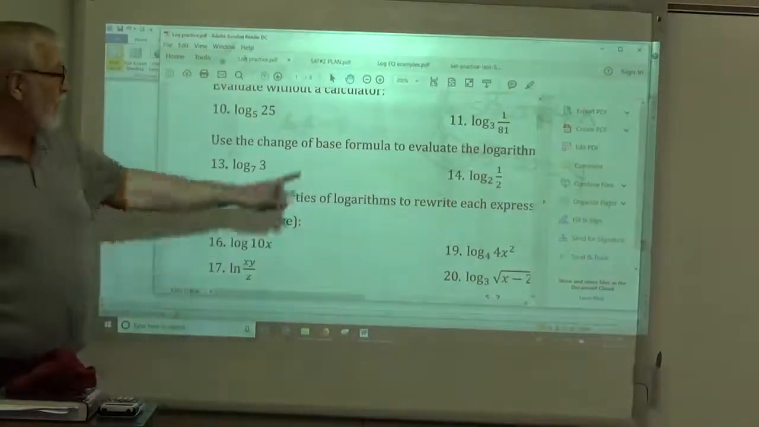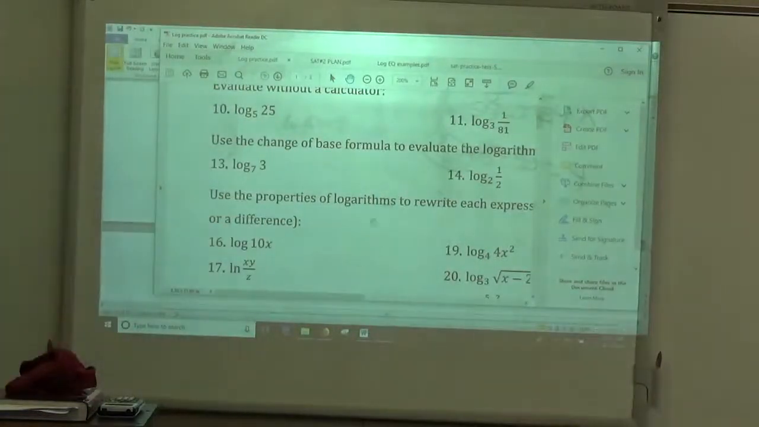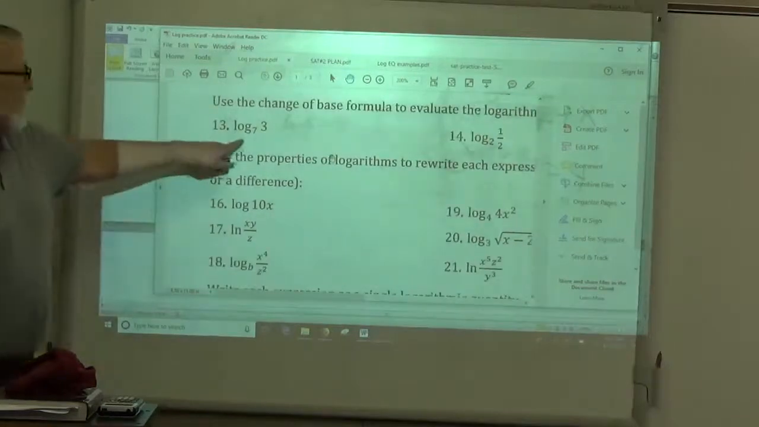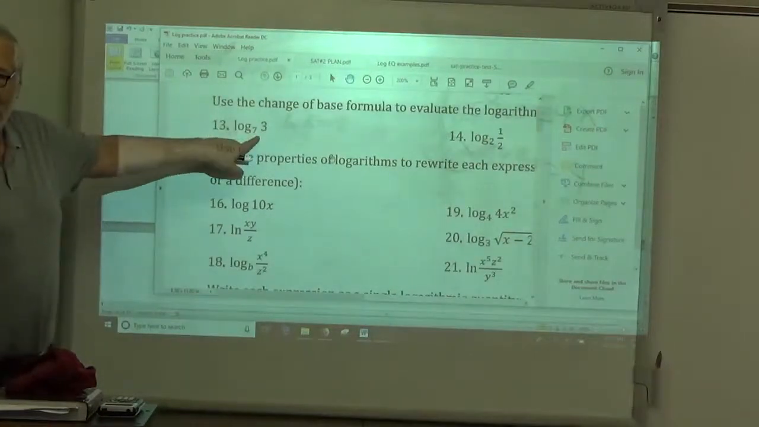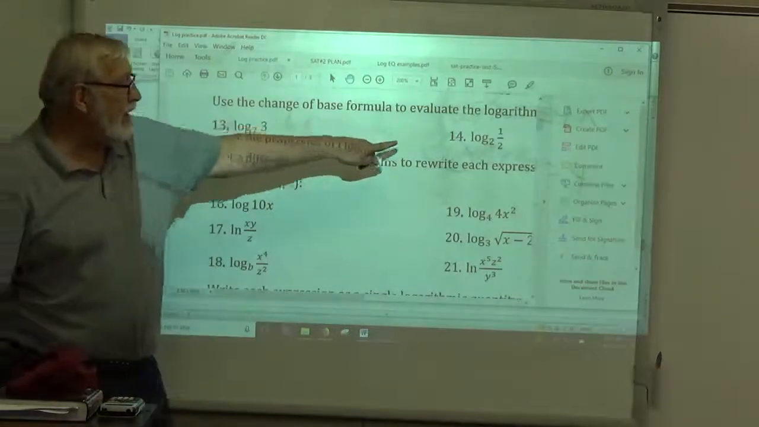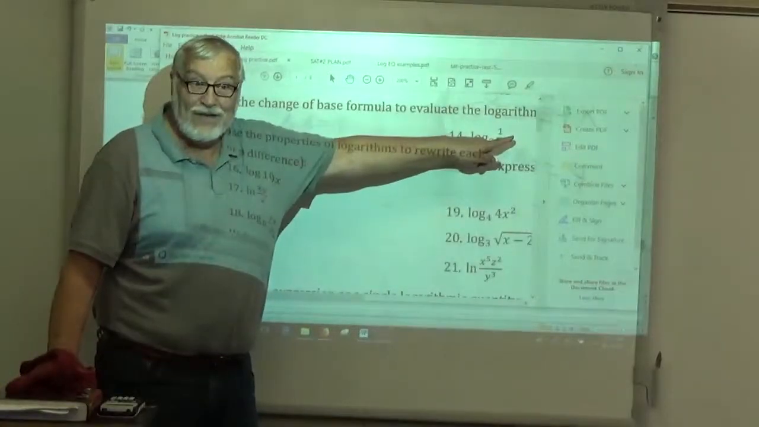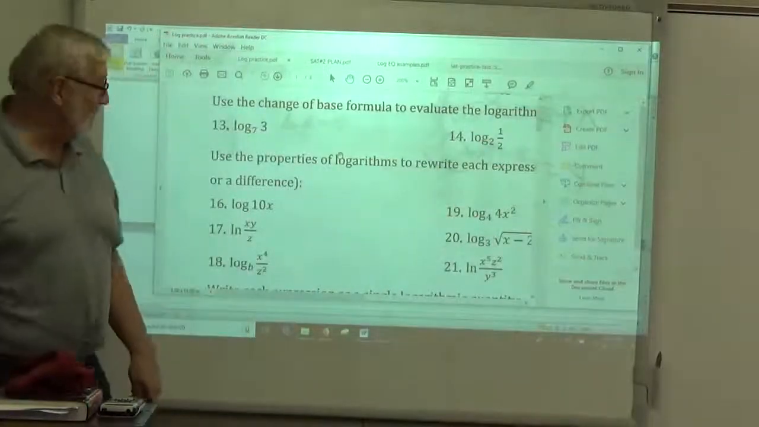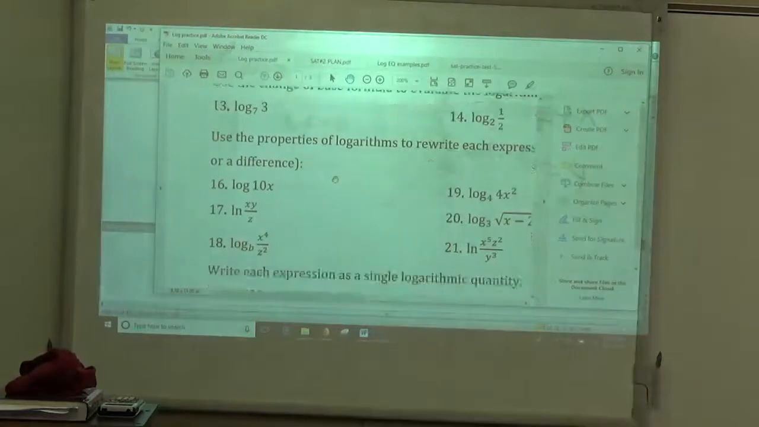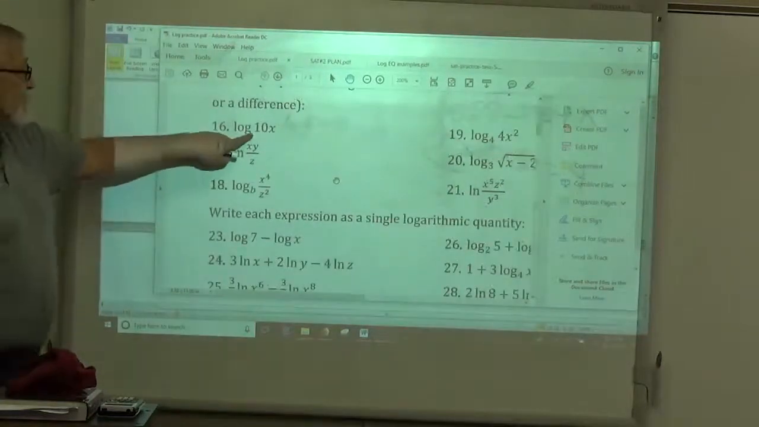Okay, now here's the change of base formula. Log 3 divided by log 7. This one, log 0.5 divided by log 2. Okay, now, this is base 10.